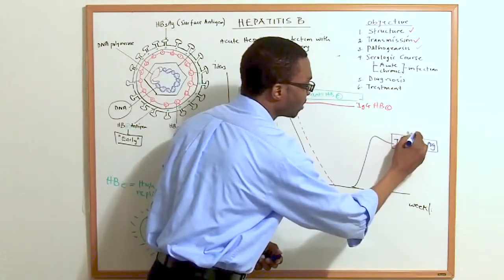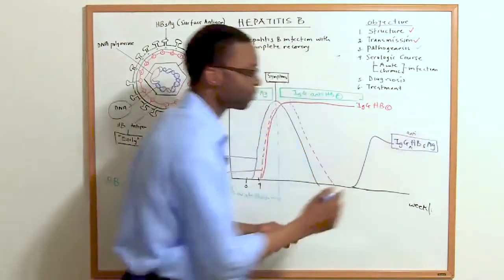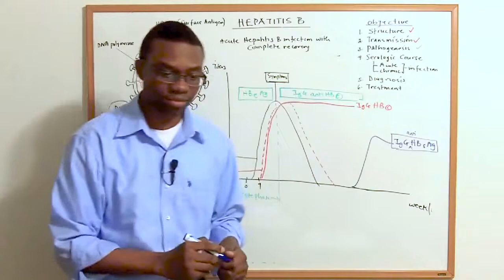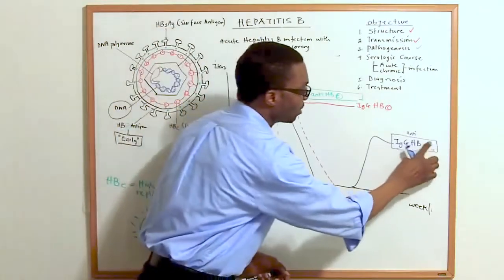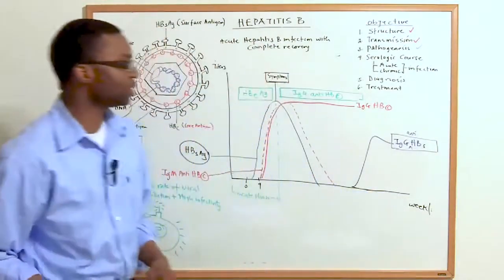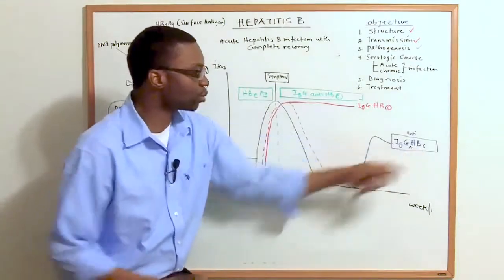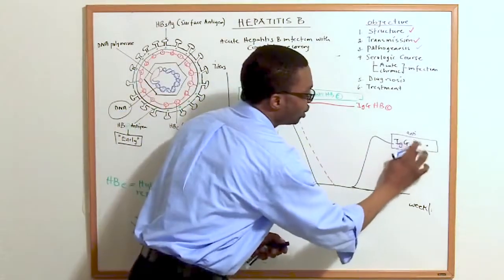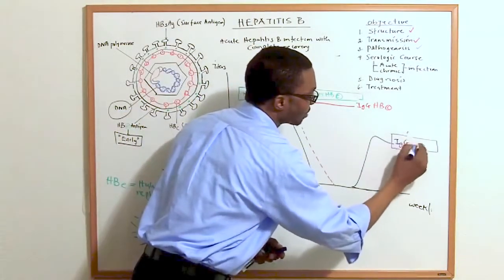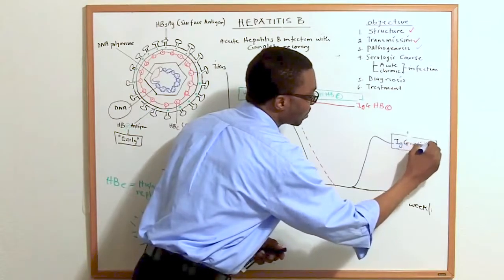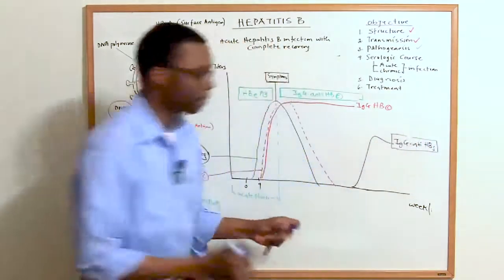IgG anti-hepatitis B surface antigen. All right? I'm sorry. Not AG. There should not be an AG there, okay? That's just supposed to be an IgG anti-hepatitis B surface. All right?